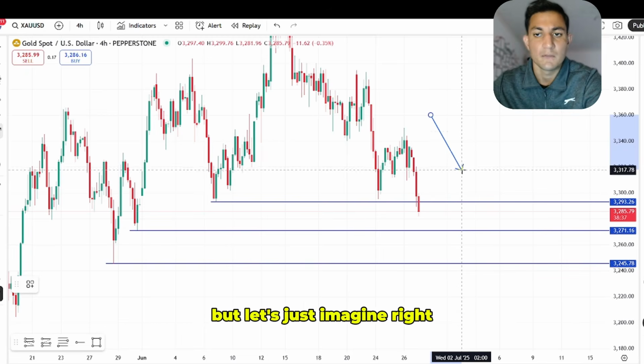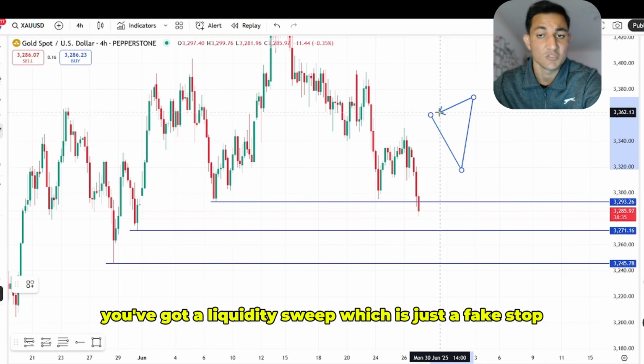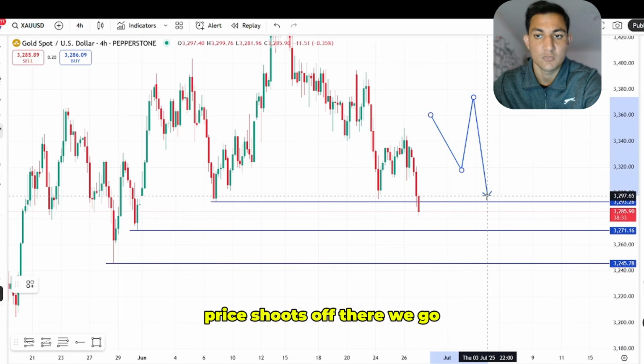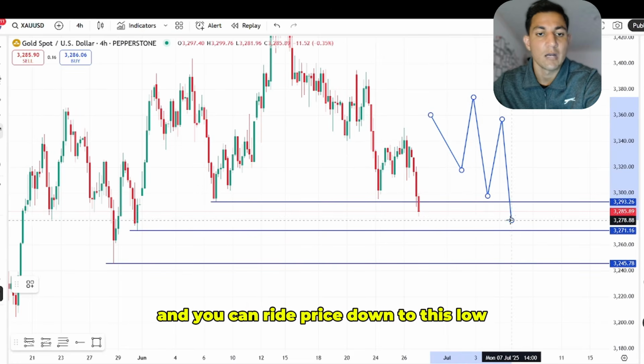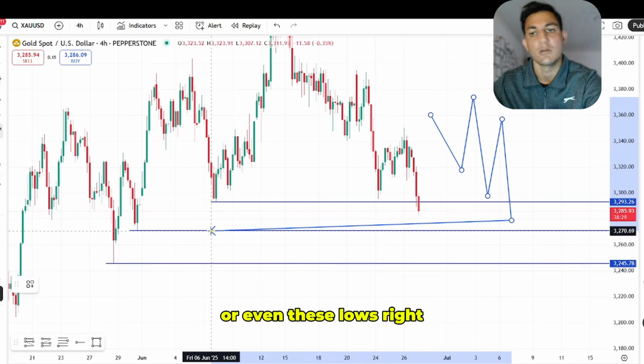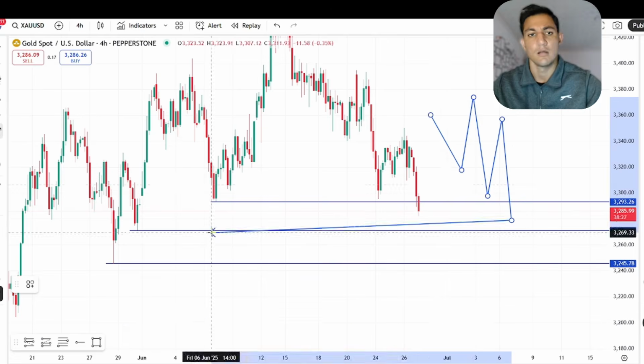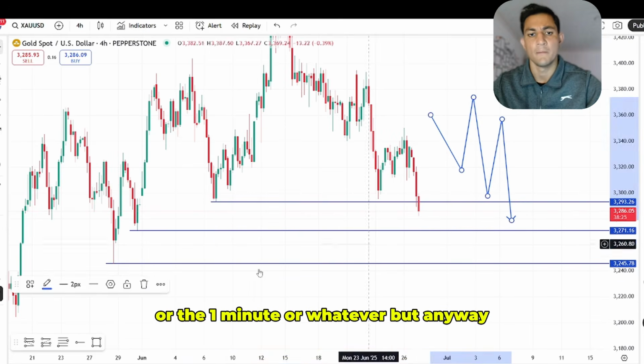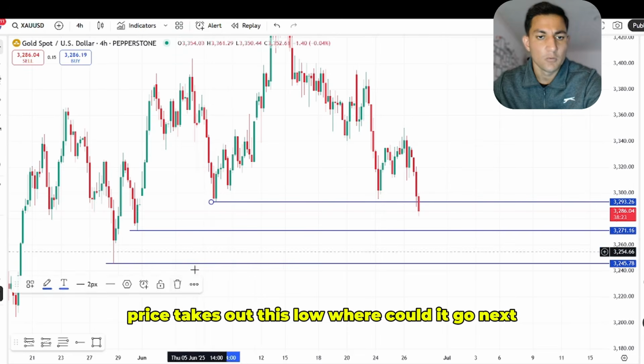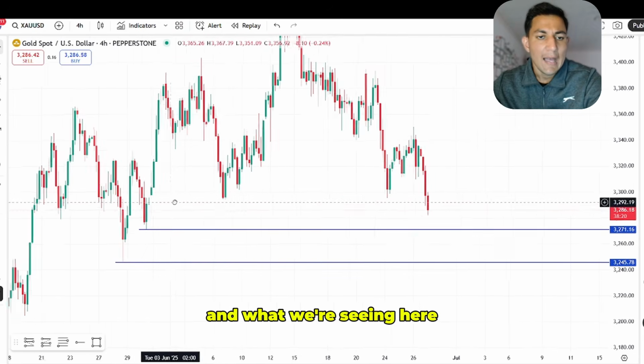But let's just imagine, right? You've got a liquidity sweep, which is just a fake stop run, fake move. Price shoots off, fair value gap, and you can ride price down to this low or even these lows, right? You can imagine that on the 5 minute, can't you? Or the 1 minute or whatever. But anyway, price takes out this low. Where could it go next?